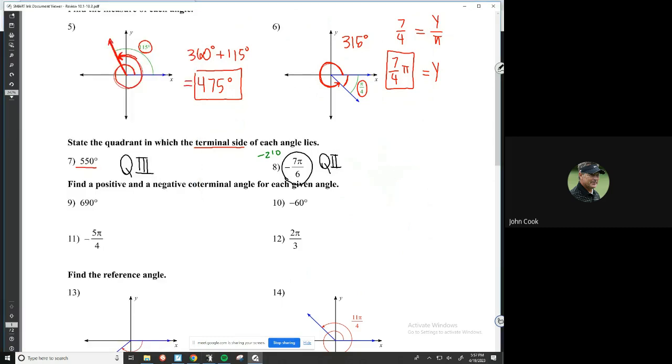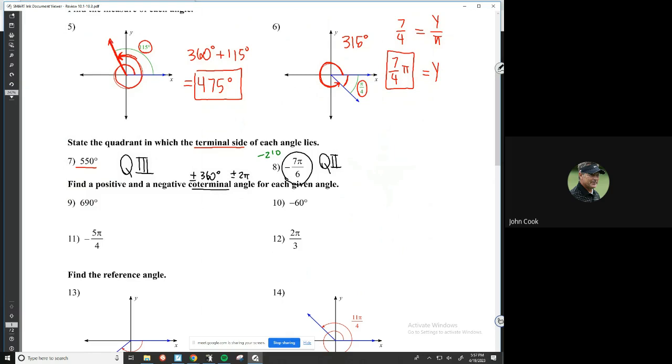Okay, find a positive and a negative coterminal angle for each of the given angles. These are so easy. Coterminal angles are the simplest thing in the world. It just means that the terminal side repeats itself. The only way that you can do that is if you add or subtract 360 degrees for angles, or equivalently 2 pi in terms of radians, okay?